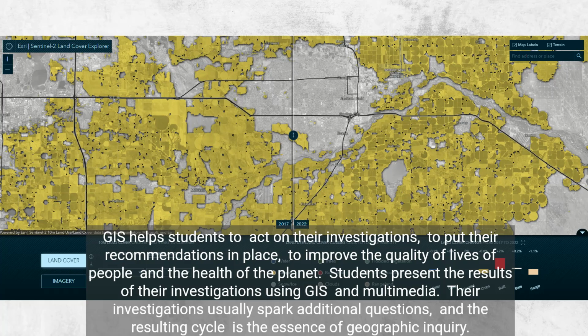Students present the results of their investigations using GIS and multimedia. Their investigations usually spark additional questions, and the resulting cycle is the essence of geographic inquiry.